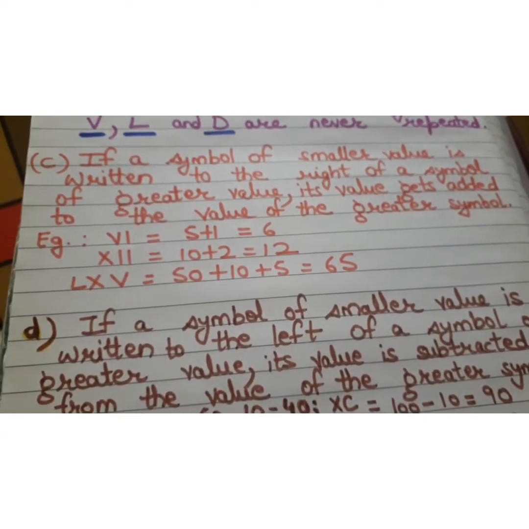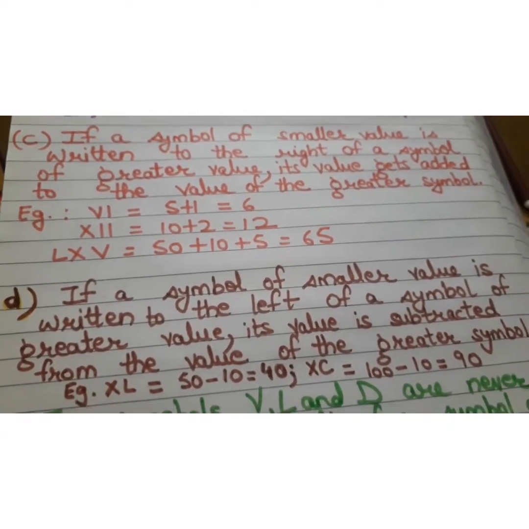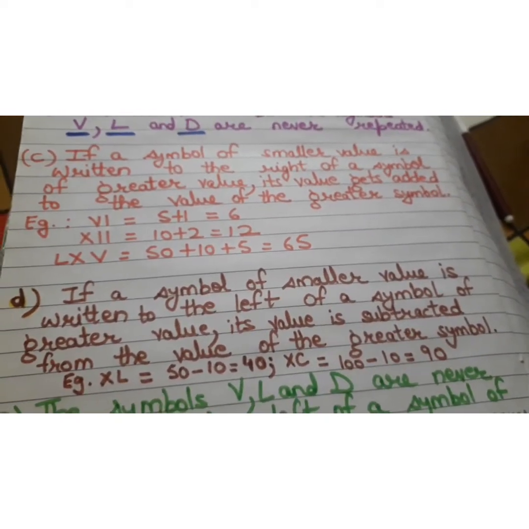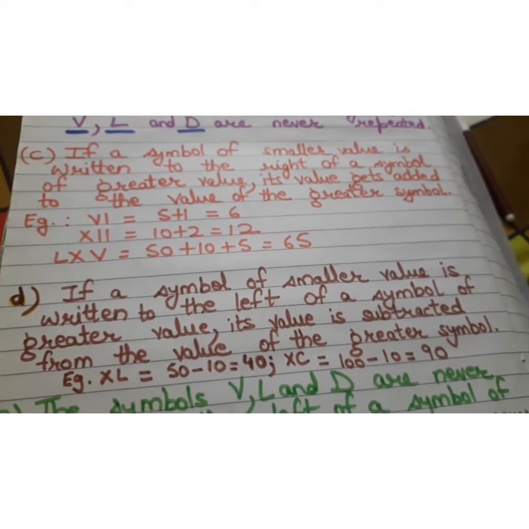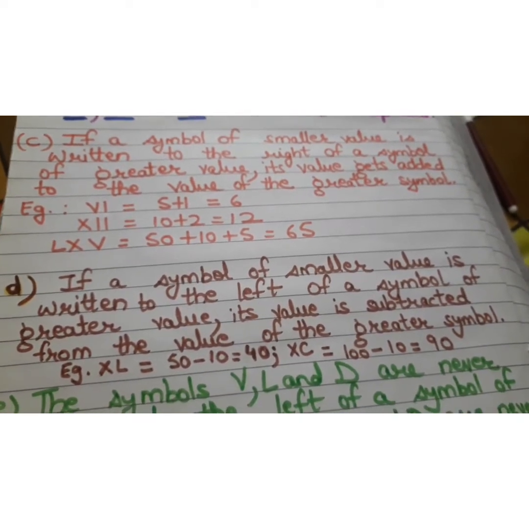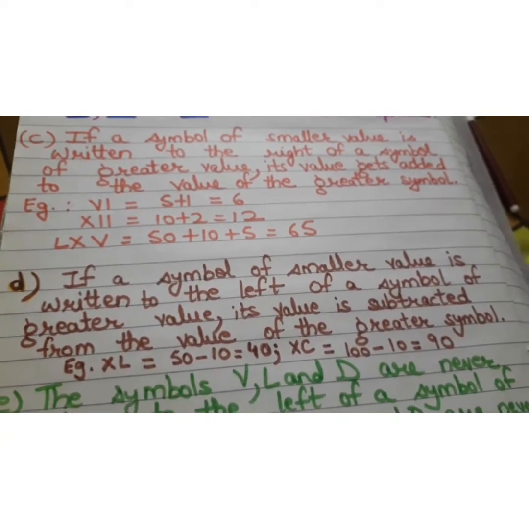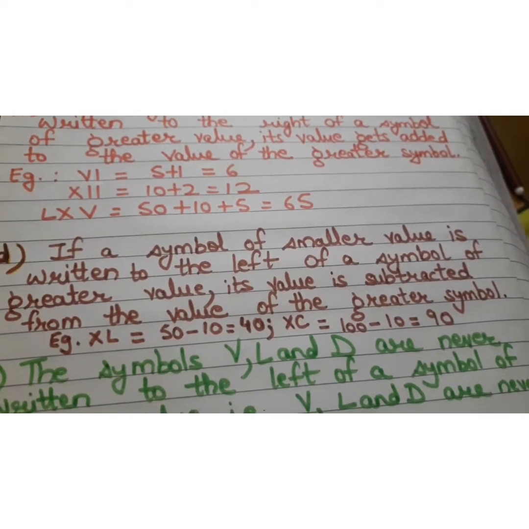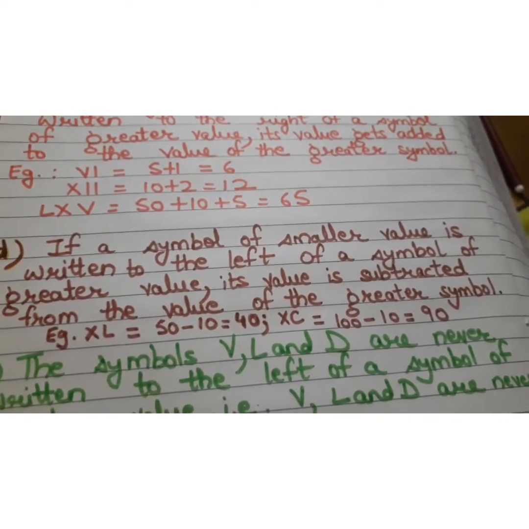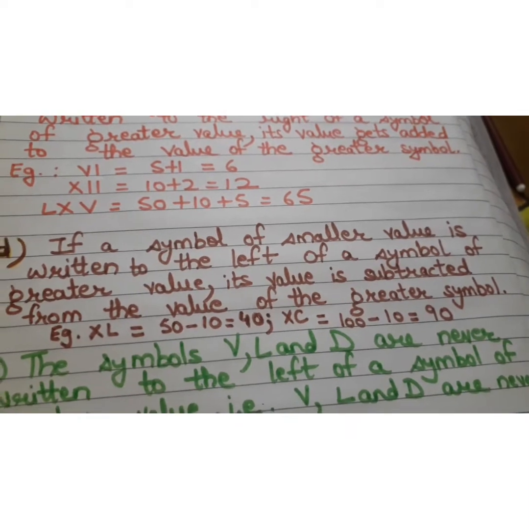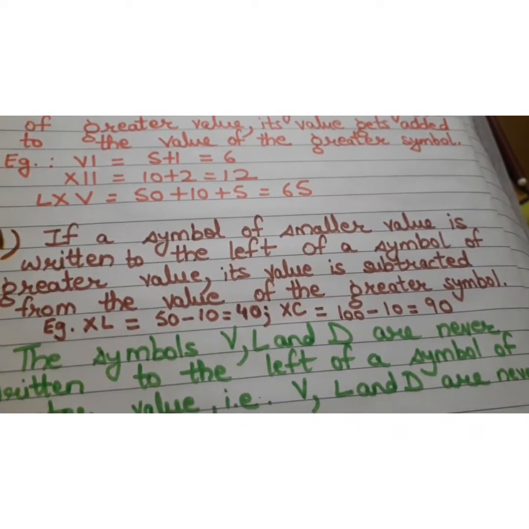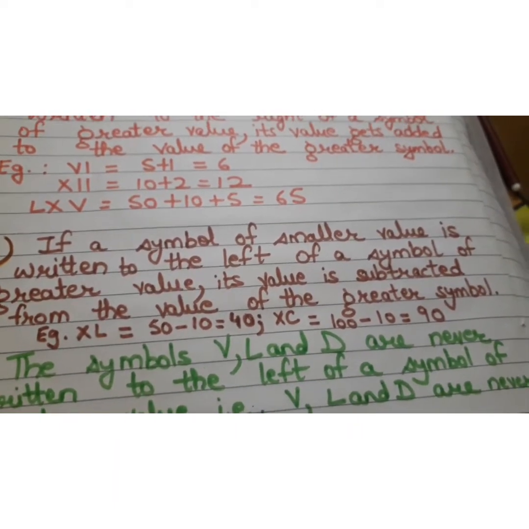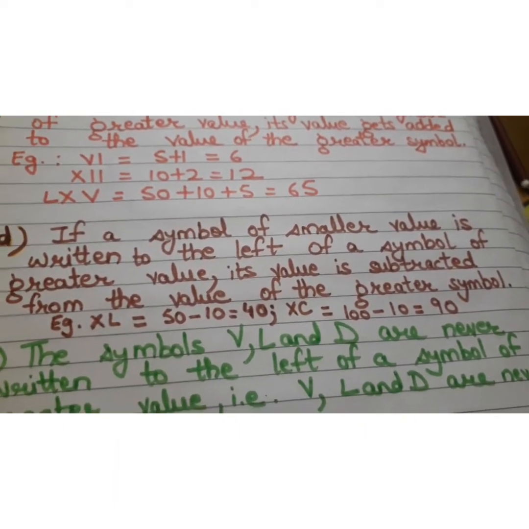Next rule is just similar to this rule. If a symbol of smaller value is written to the left of a symbol of greater value, its value is subtracted from the value of the greater symbol. For example, XL means 50 minus 10. L is greater but X is smaller, so it will get subtracted. 10 will get subtracted from 50. So 50 minus 10 becomes 40.